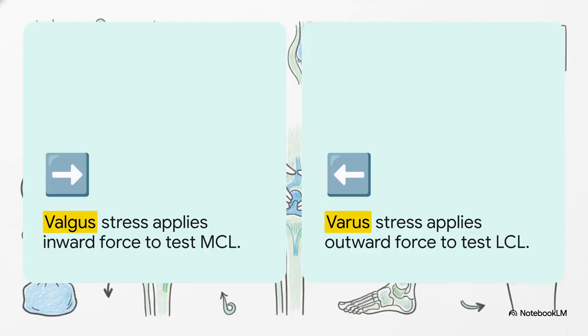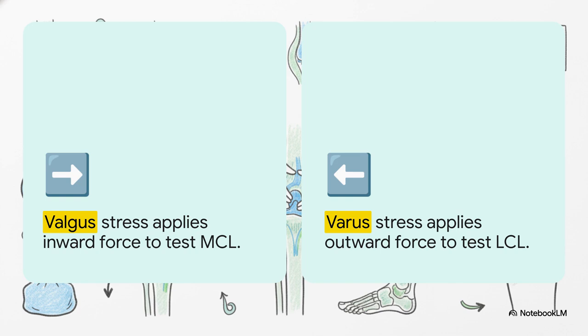To test these side stabilizers, we use opposing stress maneuvers. Let's start with the valgus stress test. Here, you're pushing the knee inward while pulling the ankle outward. You're basically trying to pry open the inside of the joint to test the MCL. The varus stress test, that's exactly the opposite. You push the knee outward, stressing the outside to test the LCL.